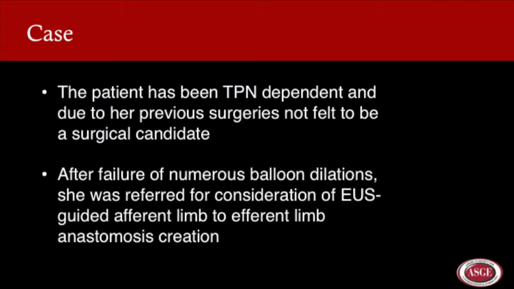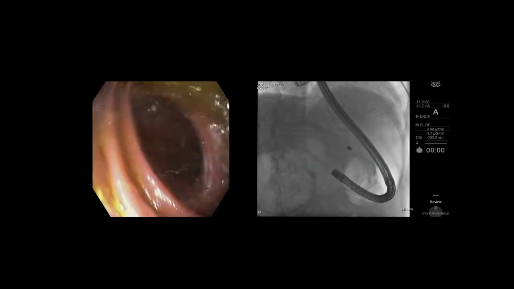The patient has been TPN dependent and due to her previous surgeries not felt to be a surgical candidate. After failure of numerous balloon dilations, she was referred for consideration of EUS-guided afferent limb to efferent limb anastomosis creation.